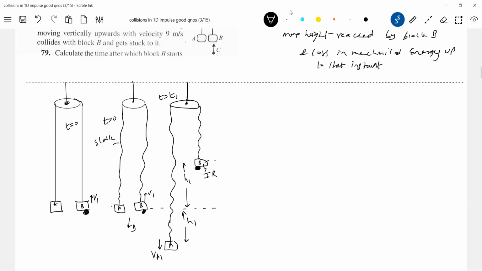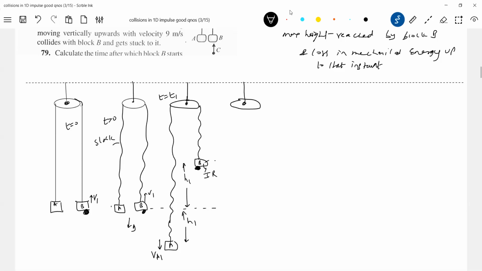How to calculate? We can write H1 equal to half g t1 square. And we also can calculate this time t1. It was projected with a velocity v1. How to calculate velocity v1? Applying impulse momentum, I'll come to all that later on. Very next moment, what will happen to this? First we'll analyze here what actually goes on.